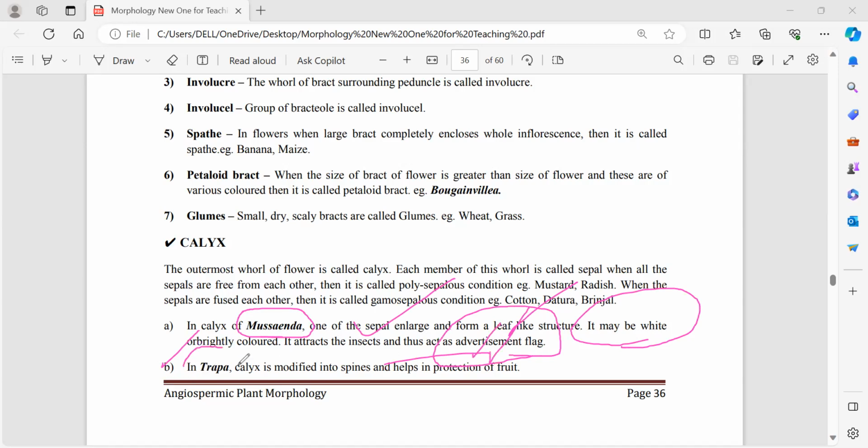Now we have another example in Trapa. Calyx जो है, it is modified into spines and helps in protection of fruit. यानी calyx remains persistent with the fruit. Otherwise fruit में जो floral parts होते हैं, they are shed before the fruit is formed. But sometimes फ्रूट के साथ कुछ फ्लोरल पार्ट्स रहते हैं. मसलन आप घर में टमाटर खाते हैं, टोमेटो में वो परसिस्टेंट कैलिक्स रहती है उस फ्रूट के साथ. इसी तरह ट्रैपा में कैलिक्स जो होता है, that is modified into spines.